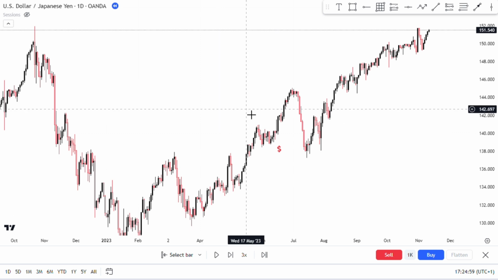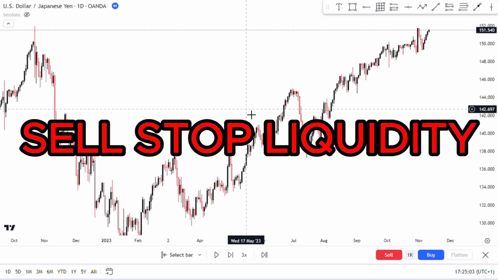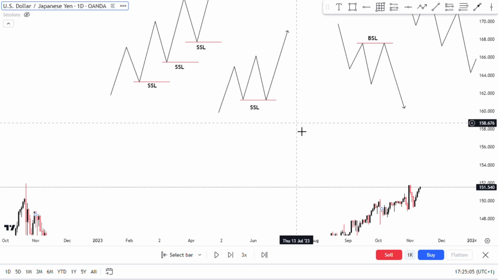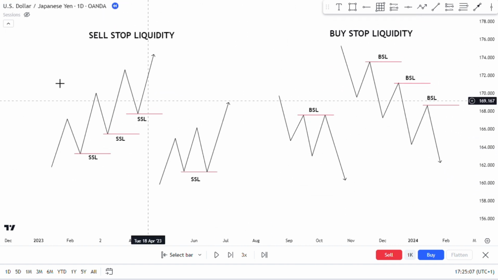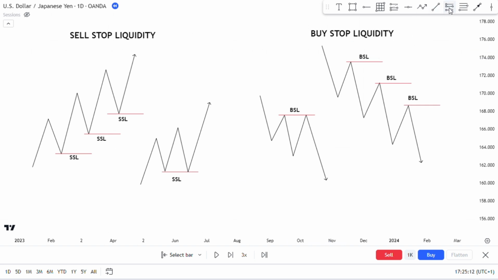So we have two types of liquidity in the market, which are buy stop liquidity and also sell stop liquidity. So let me show you guys the diagram. So right here we have sell stop liquidity, and then right here we have buy stop liquidity. So let me put a division line.